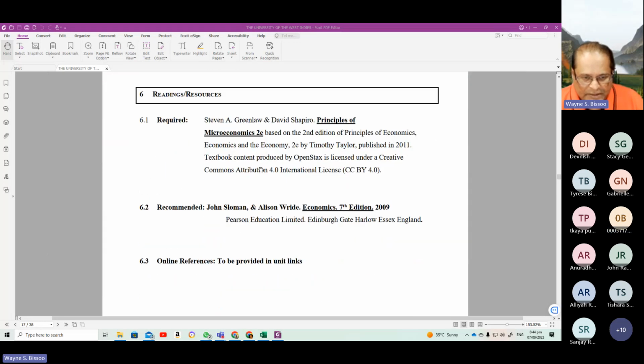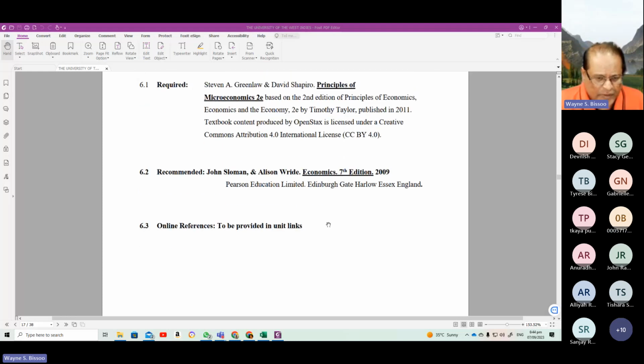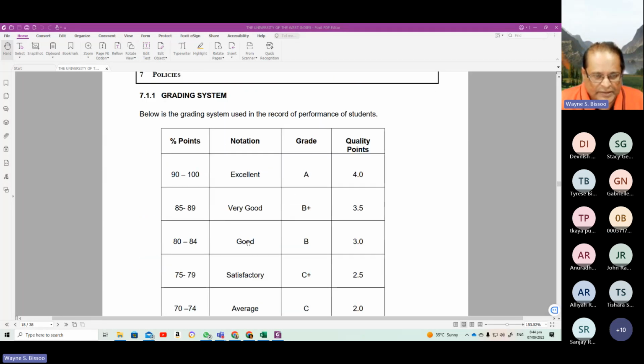All right. Reading requirements. These are the two textbooks that we'll be using. They are on the e-classroom, and I have other online references that are linked to the unit here. This is the grading system.